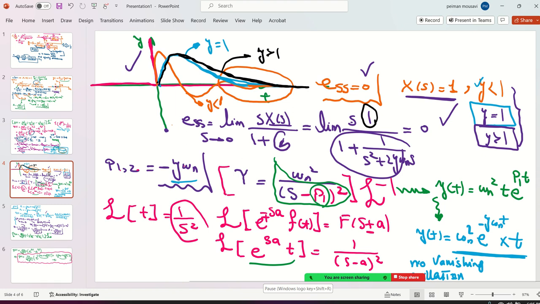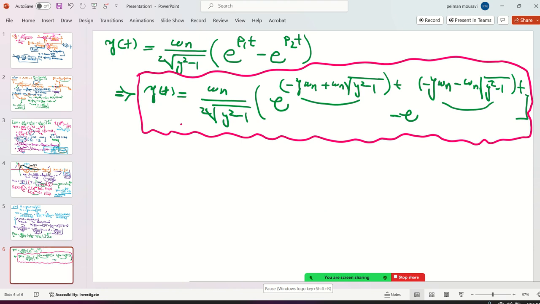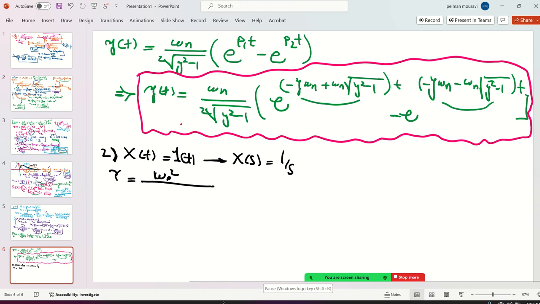Now you know this. I don't derive the mathematics, I'm just going to show you the results for steady state error signals. I say now x of t is a unit step, so x of s is going to be 1 over s. So Y is going to be omega n square divided by s times (s minus p1) times (s minus p2).